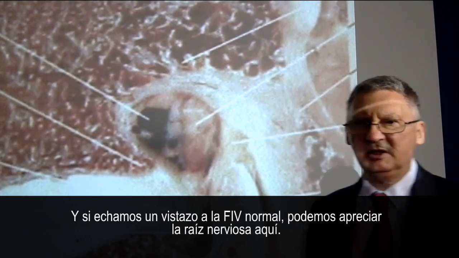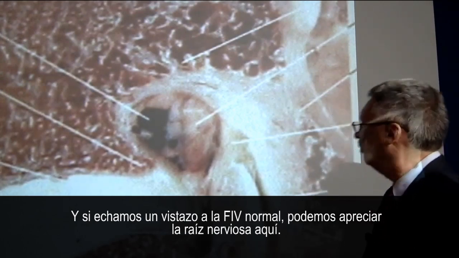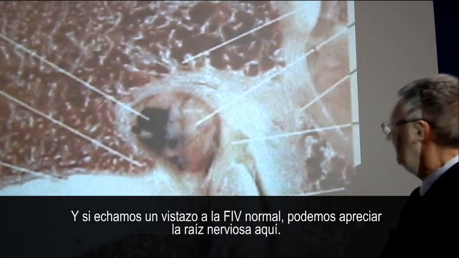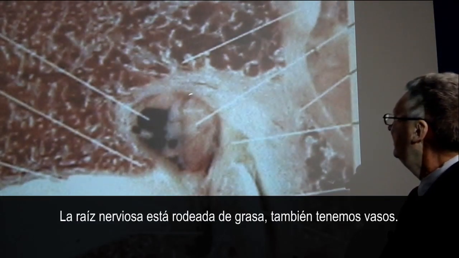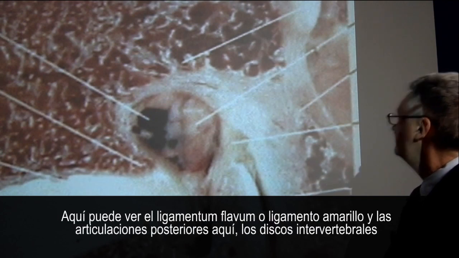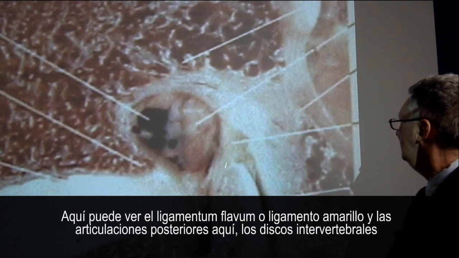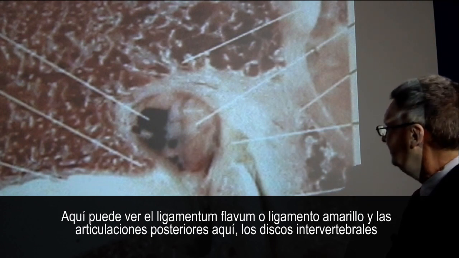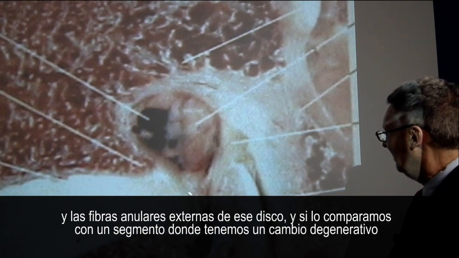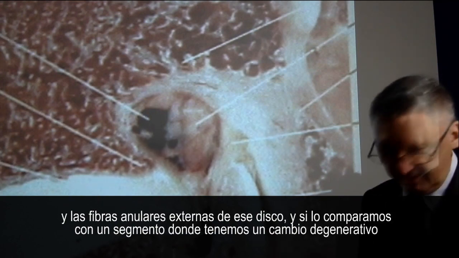And if we take a look at the normal IVF, we can appreciate the nerve root here. The nerve root is surrounded by fat. We also have vessels. Here you can see the ligamentum flavum, or yellow ligament, and the posterior joints here, the intervertebral disc, and the outer annular fibers of that disc.